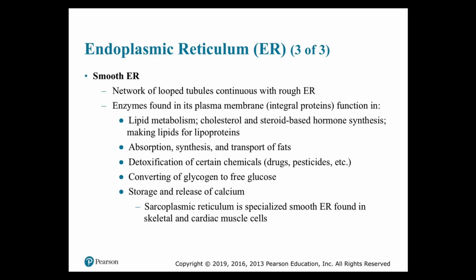So breakdown of lipids, cholesterol and steroid-based hormone synthesis, the making of lipids for lipoproteins. Also absorption, synthesis, and transport of fats, and detoxification of certain chemicals like drugs and pesticides. So something like the liver would contain a lot of smooth endoplasmic reticulum because its job is to detoxify drugs and pesticides. Or for example, the testes produce testosterone, so the testes would have lots of smooth endoplasmic reticulum.